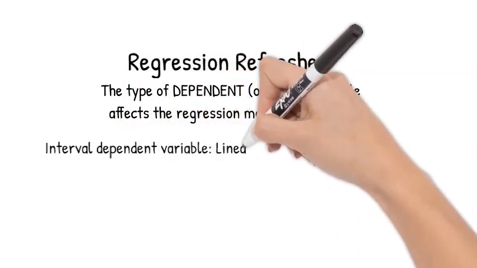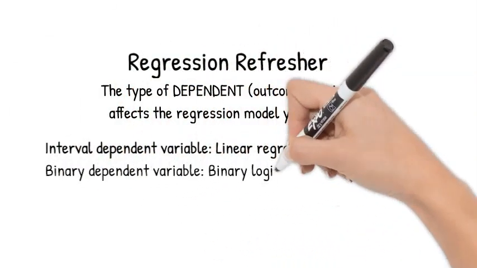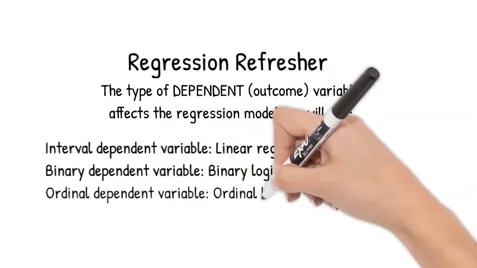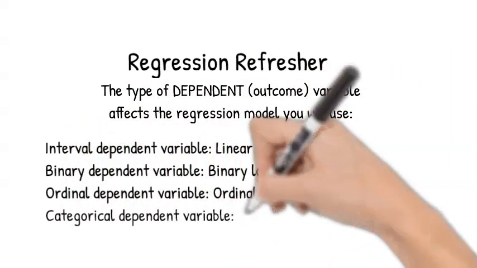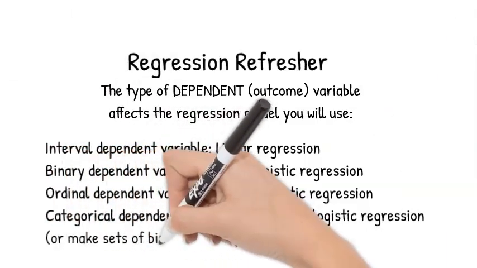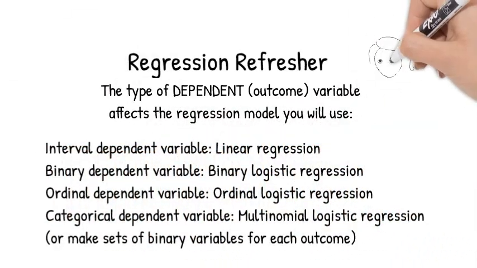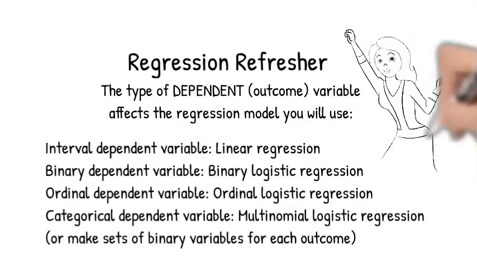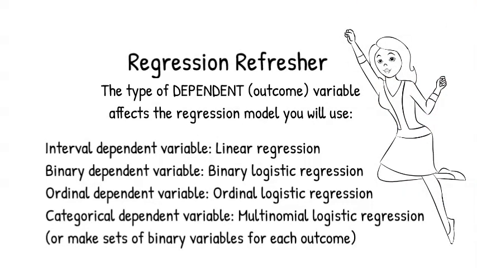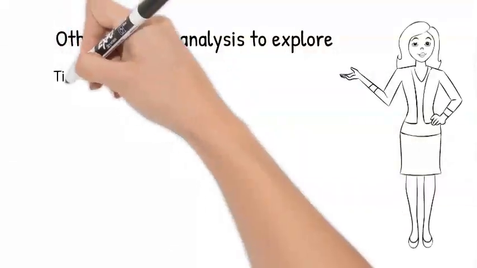It's also useful to remember that the type of dependent or outcome variable that you use affects the regression model that you should select. For interval outcome variables, you should use linear regression. For binary dependent variables, you would use binary logistic regression. For ordinal dependent variables, you would use ordinal logistic regression. And for categorical dependent variables, you'd use multinomial logistic regression. The other option for categorical dependent variables is to make sets of binary variables for each of the outcomes that you've identified and run binary logistic regression for each of them.